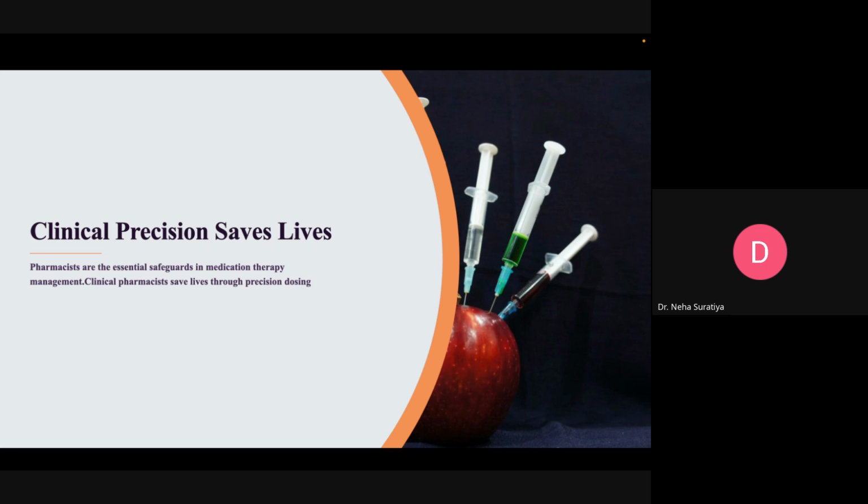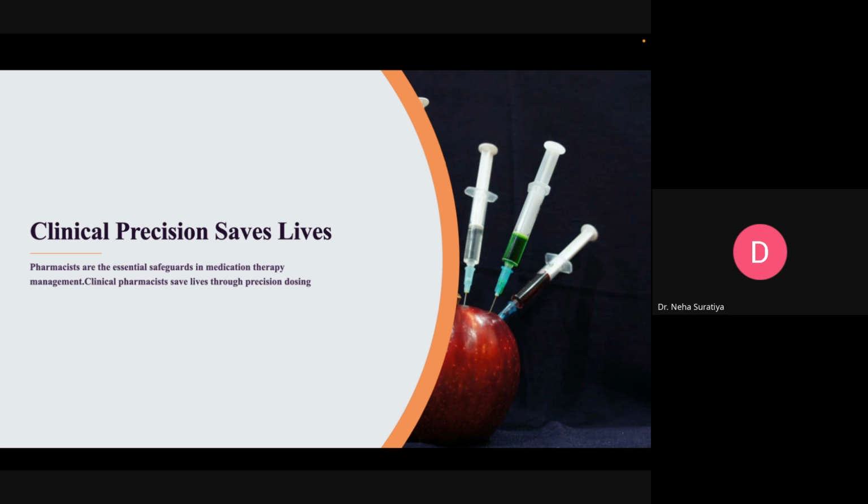So yeah, anyone can memorize a dose also, but a skillful clinical pharmacist knows when not to give it, in which scenario it is specifically contraindicated. So you need to respect the kidneys, guys. You need to respect the liver. You need to respect the labs, right? Because clinical precision doesn't just improve therapy, it is protecting real lives.